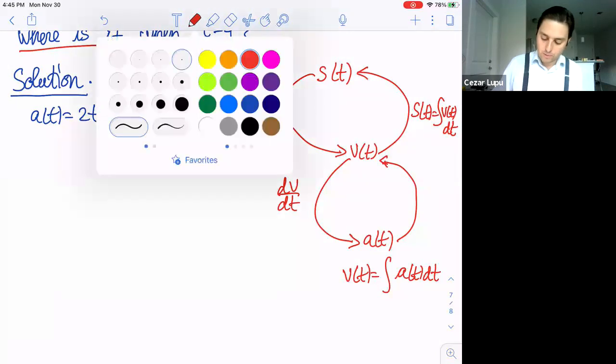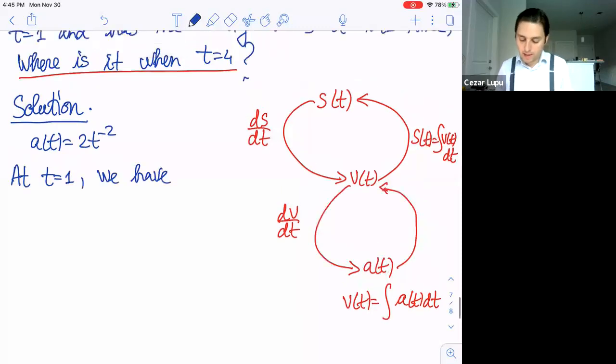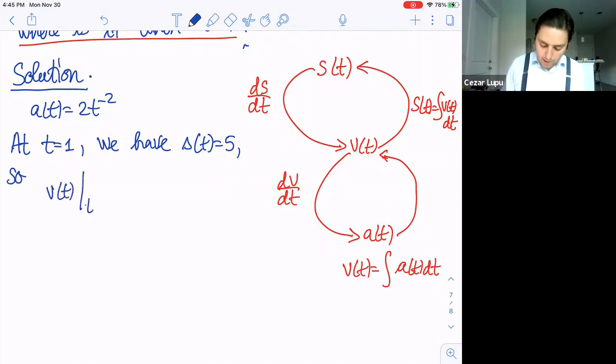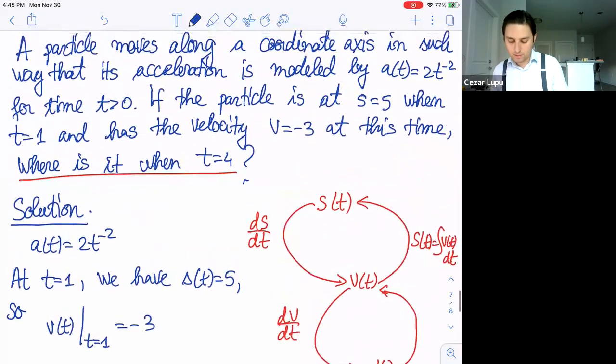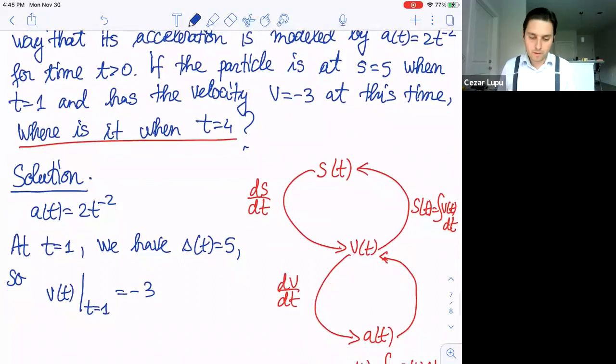And now at t equals 1, we said here that s equals 5, so s of t is 5. So we know it's right. So v of t evaluated at t equals 1 will be nothing else than, we know that this is -3. So we know this, as you can see, in the statement of the problem.